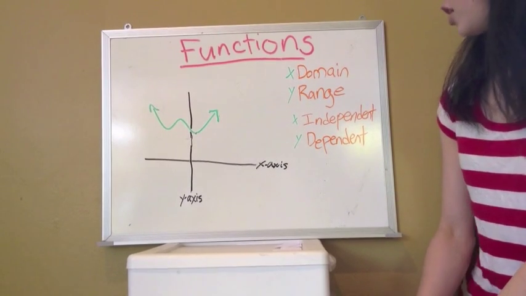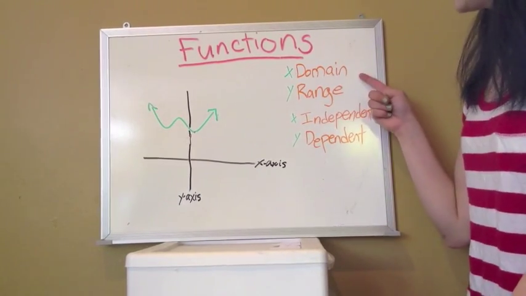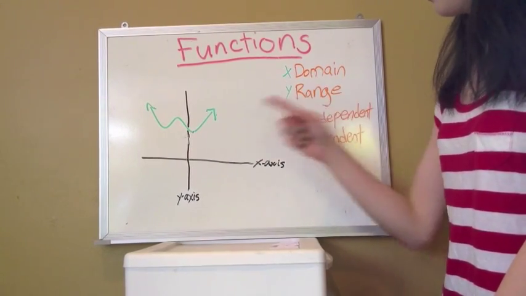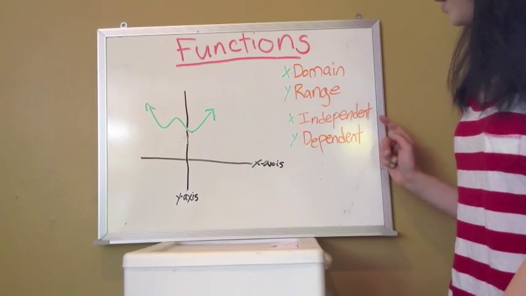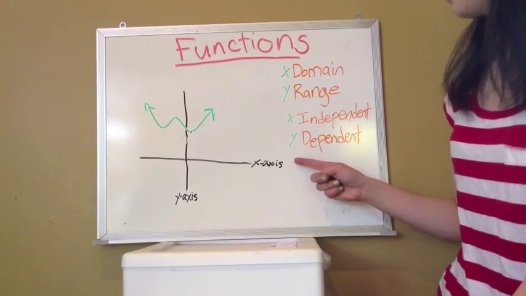Look at these terms in relation to a graph. So here we have x, or domain, which is all the x points on the graph. Range refers to all the y points on the graph. Independent is just the x variable, and dependent is the y variable because y depends on x.